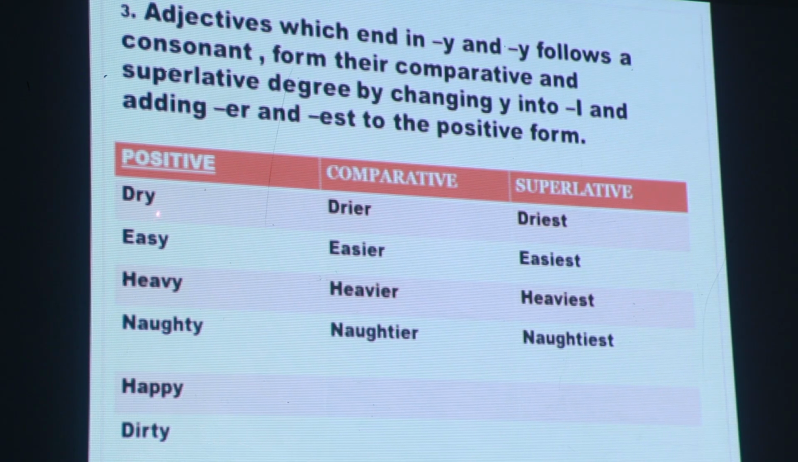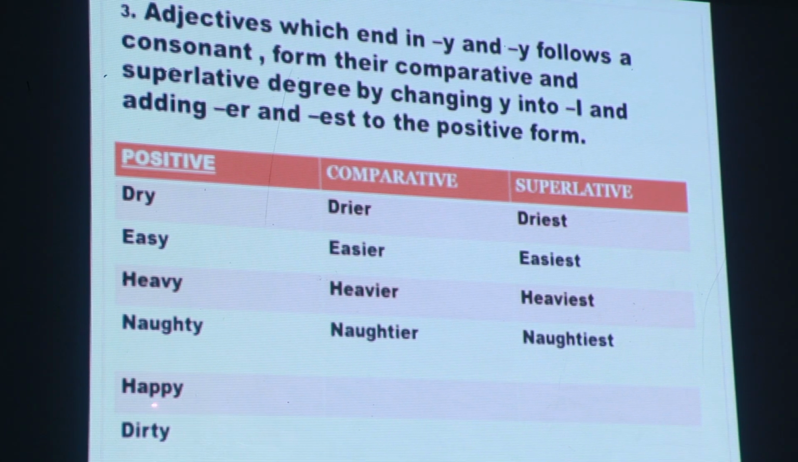For example, this one is dry. You're going to remove the Y and add IER for the comparative, drier, and the superlative is going to be driest. The same applies to this one. This is a two syllable word. It has two vowel sounds. So it's going to be heavier, heaviest. For all the words I've written in the positive, you're going to remove the Y and just add IER for the comparative and IEST for the superlative.